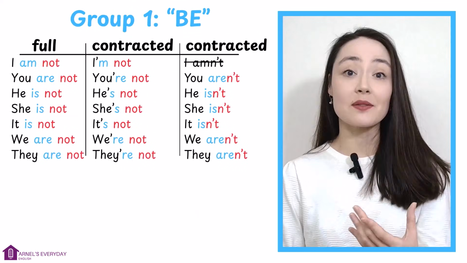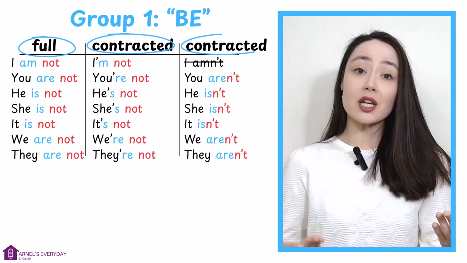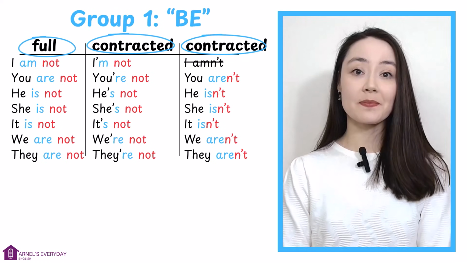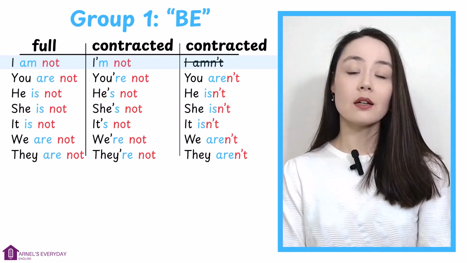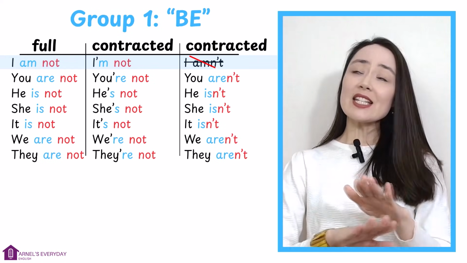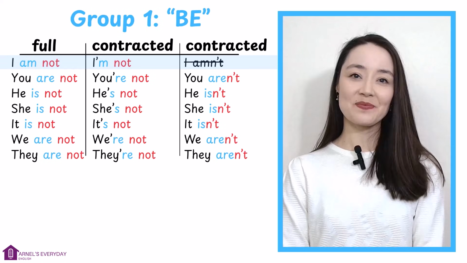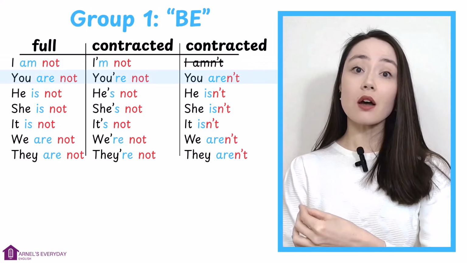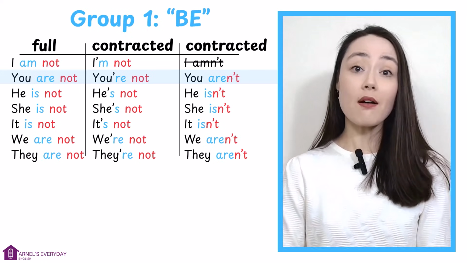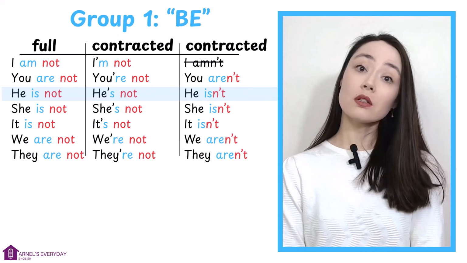Be in the negative. You can see the full version, contraction option 1 and contraction option 2. Both options are perfect. You can choose. I am not. I'm not. This one is an exception. You can see there is no I amn't. Nope, that doesn't exist. You are not. You're not. Or you aren't. Both are fine. He is not. He's not or he isn't.